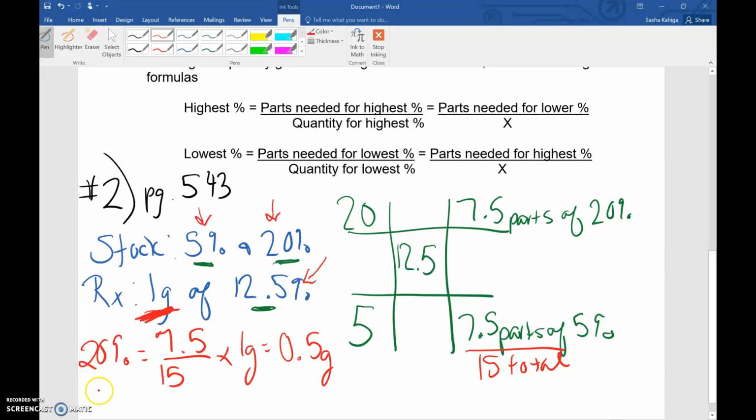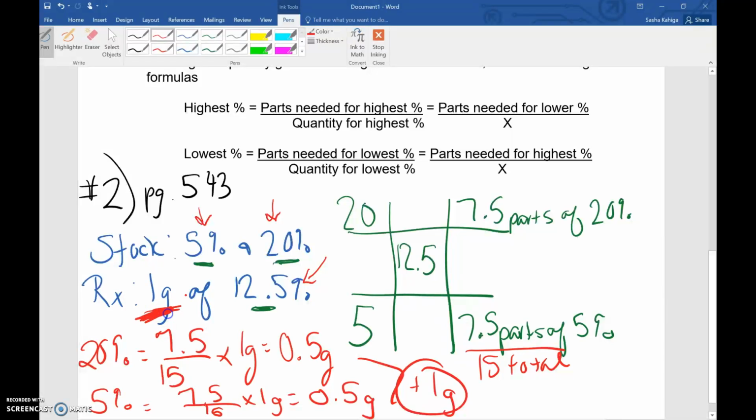Well, you're going to do the same thing for the 5%. The parts needed is the same, 7.5 parts over 15 multiplied by 1 gram, still gives you 0.5 grams. If you add these two together, you get what? 1 gram, which is what you need to make. So you need 0.5 grams of the 20% and 0.5 grams of the 5% in order to make 1 full gram that will have a concentration of 12.5%. That is how you would solve number 2.